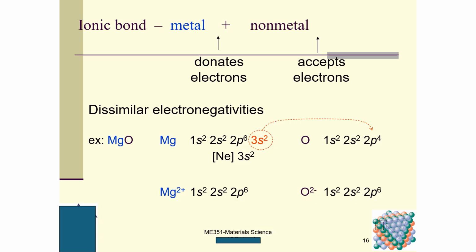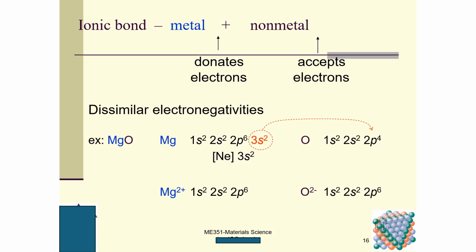Ionic bonds are very strong. For example, MgO. For Mg, we have this kind of electronic configuration. For oxygen, we have this electronic configuration. Mg has 1s, 2s, 3s, and it can give up the 3s2, and becomes the neon electron configuration: 1s2, 2s2, 2p6.